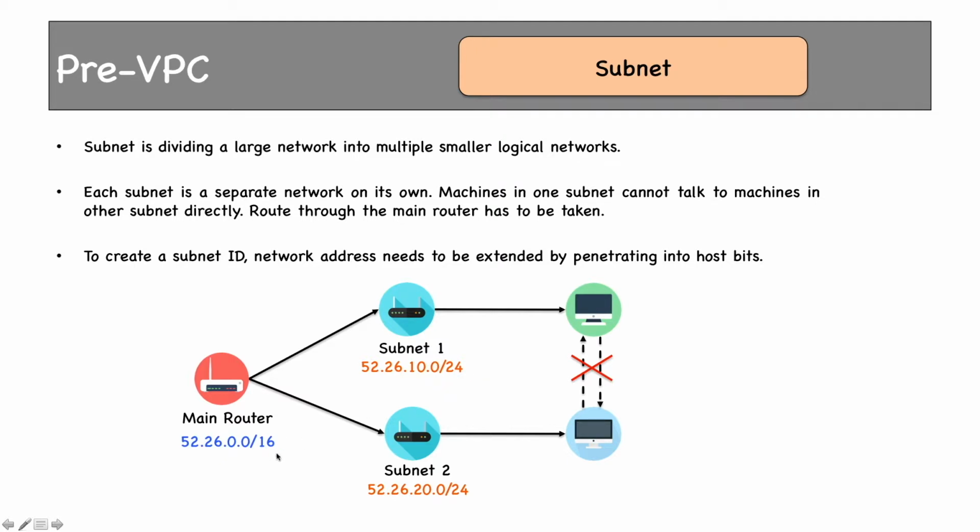/24 is smaller than /16 because /16 can accommodate more hosts than /24. We could use this address because if you see, the IP address range for this network address would be 52.26.0.0 to 52.26.255.255. So 52.26.10.0 and 52.26.2.0 fall within the usable IP address range, and we have added the network portion here. So this is our subnetwork address.